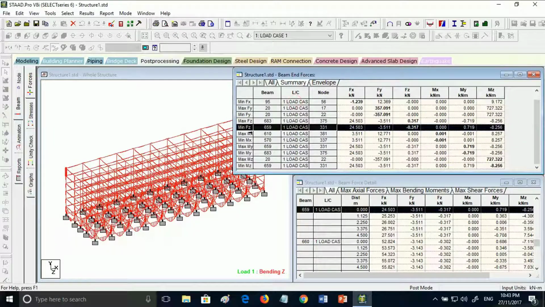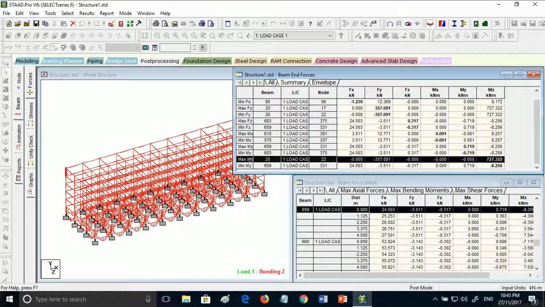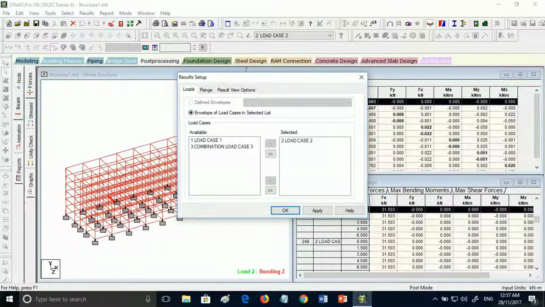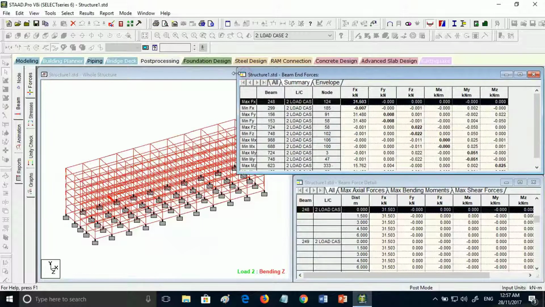And the last one for the analysis using only vertical force is the maximum moment in the Z direction. It will be at beam 20, and this is the value, and this is the shear force diagram and also bending moment diagram for beam 20. For the second analysis, we will apply only horizontal load to the structure and identify the maximum value of force and also moment in the X, Y, and Z directions.